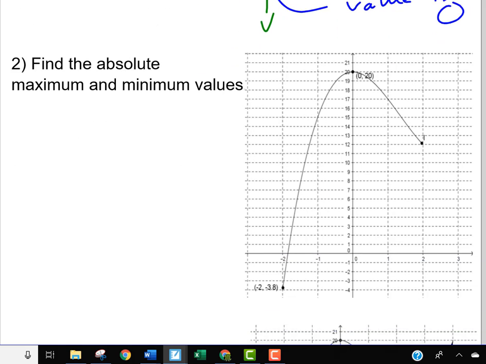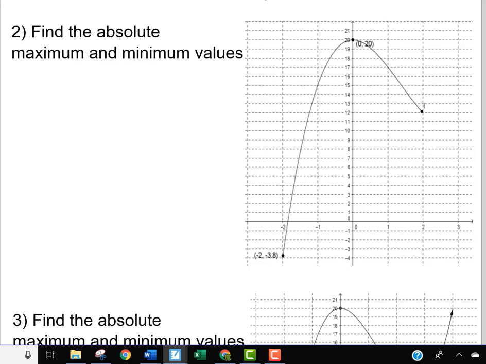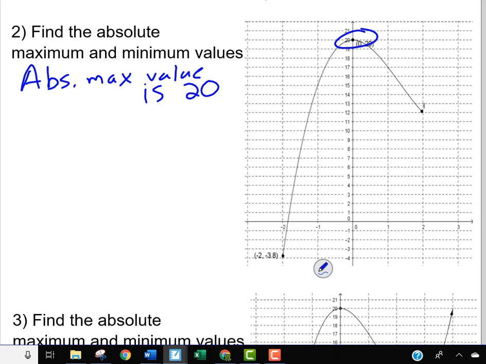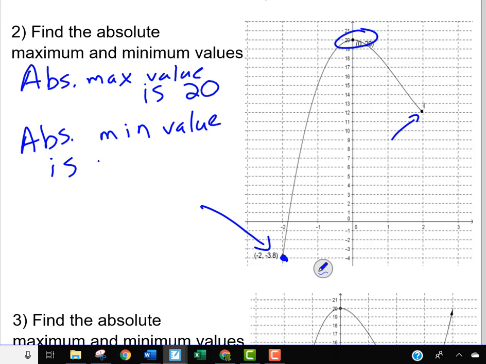Now let's look at number two. Find the absolute maximum and minimum values. The absolute maximum value for this graph, which has endpoints, is here. So we'd say the absolute maximum value, so the function value, is 20. Now, this endpoint is a relative minimum, but the absolute minimum value occurs at this endpoint right here. So we would say the absolute minimum value is -3.8.